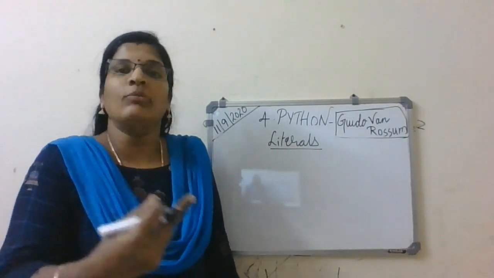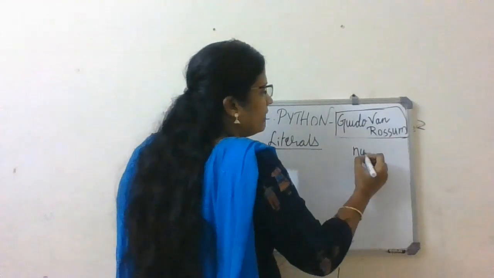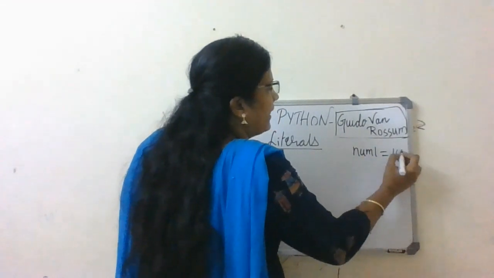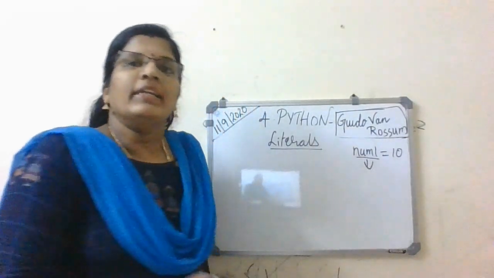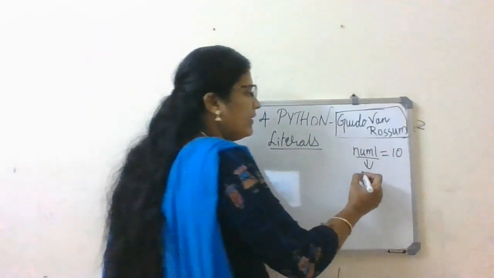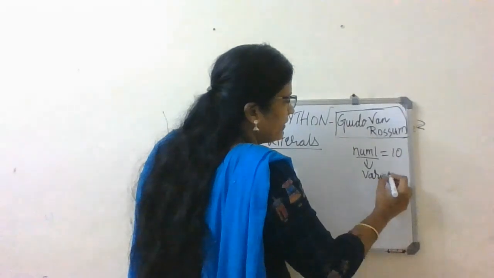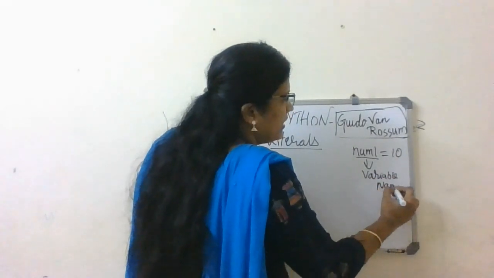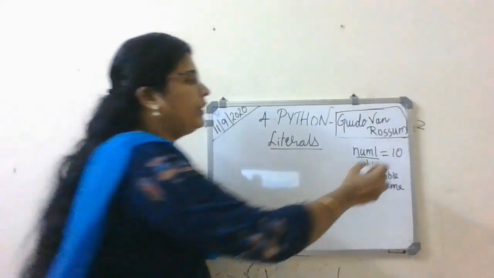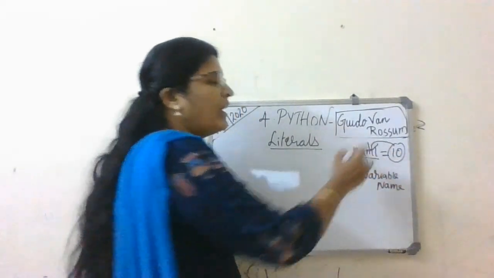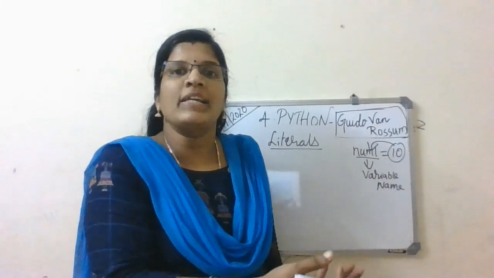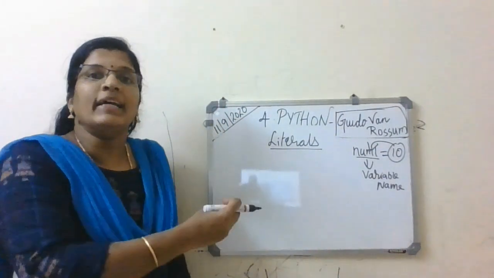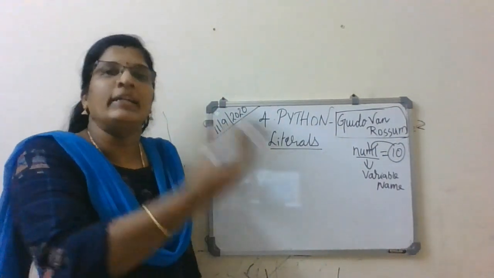Say for example, I have told you num1 is equal to 10, right? Here, what is meant by num1? It's a variable name. And we have given the value 10 to this variable name. So this 10 is the data. So literals are defining data.